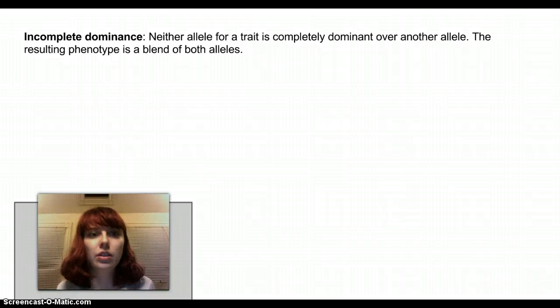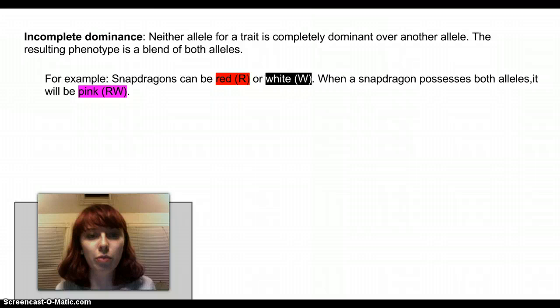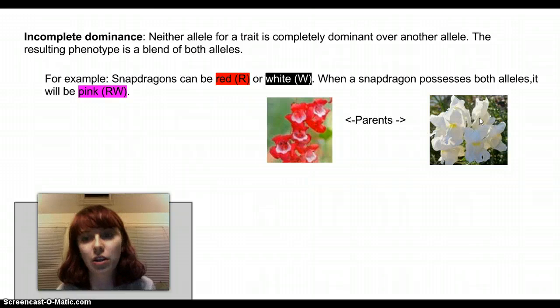So first up is incomplete dominance. And this is pretty much what it sounds like. Neither allele for a trait is completely dominant over another allele, and so the resulting phenotype is a blend of both alleles. For example, snapdragons can be either red or white, and when a snapdragon possesses both alleles, not surprisingly, it'll be pink.